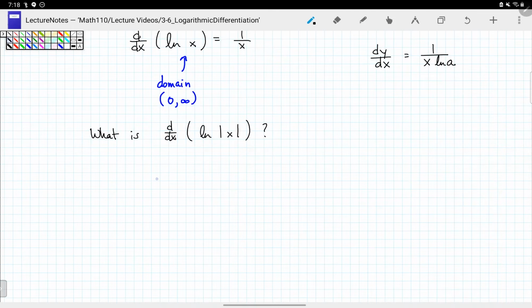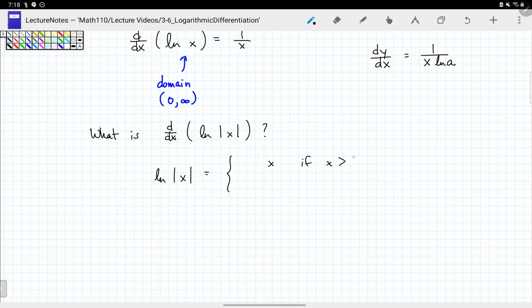And so, natural log of the absolute value of x. Well, the absolute value of x is x if x is greater than 0. And I'm not going to say greater than or equal to because we can't put 0 into the natural log.